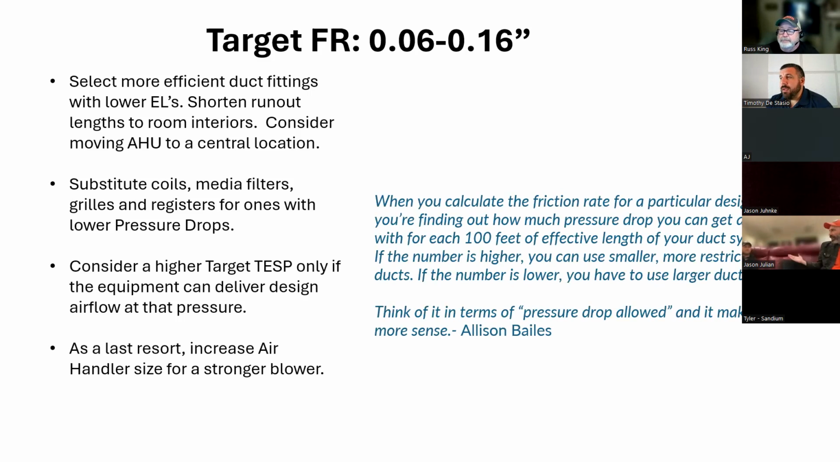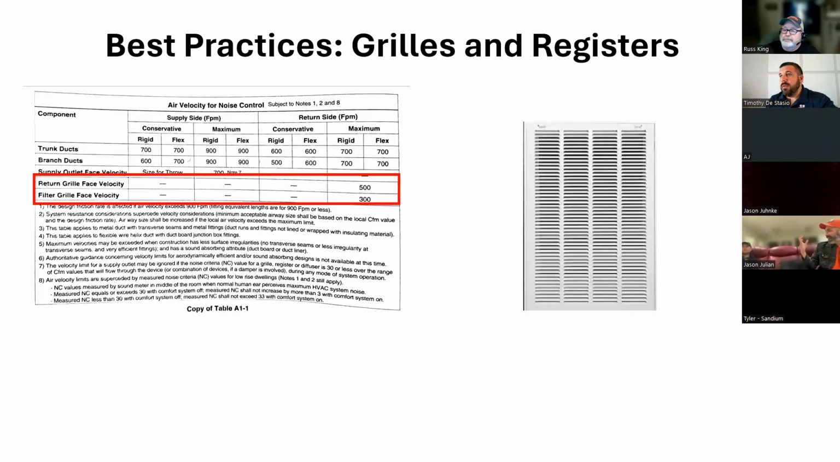This is a quote from Allison Bales about friction rate, because here's the weird thing about friction rate. The lower the friction rate is, the more friction your ducts have. And so it's kind of counterintuitive. But a great way to think about it is in terms of pressure drop allowed. So with their friction rate, you're only allowed 0.06 inches of pressure drop. So if you think about it in terms of pressure drop allowed, it makes it a little easier to understand that a low friction rate means that your ducts have actually a lot of friction to them.